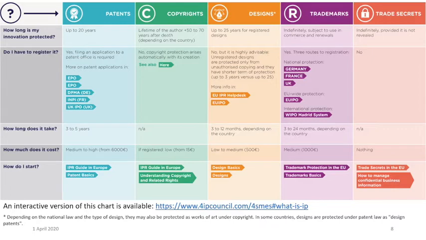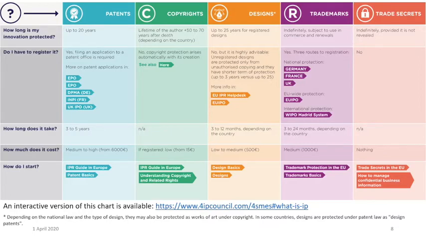Now the question for the SMEs and the startups that you may work for: how much does it cost? A patent could be considered medium to high, okay? It will start around 6,000 euros. A copyright is very inexpensive. If registered, then that will cost around 15 euros. But you don't need to register if you don't want to. The designs, low to medium, around 500 euros. Trademarks, let's say around 1,000 euros, and trade secrets, nothing.